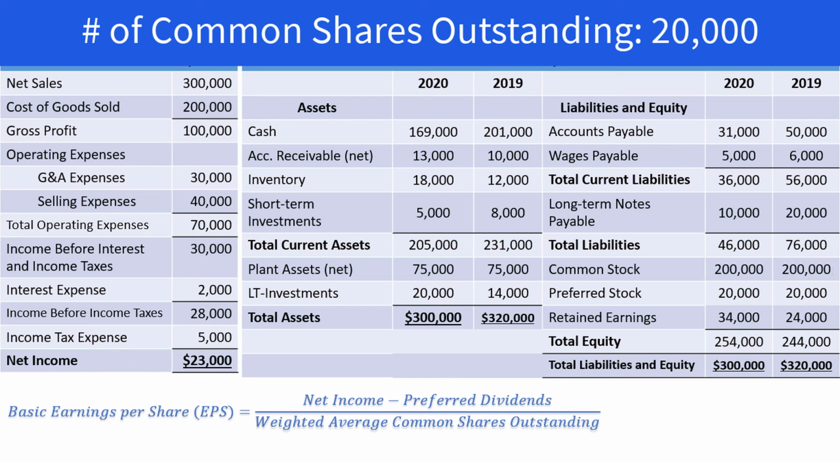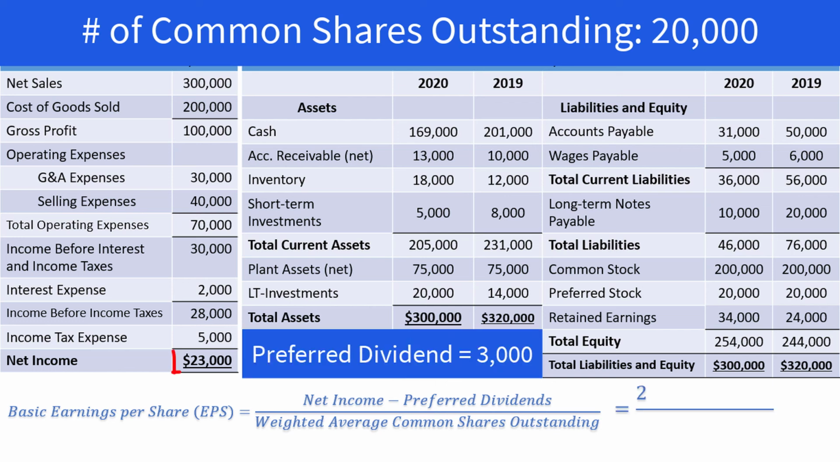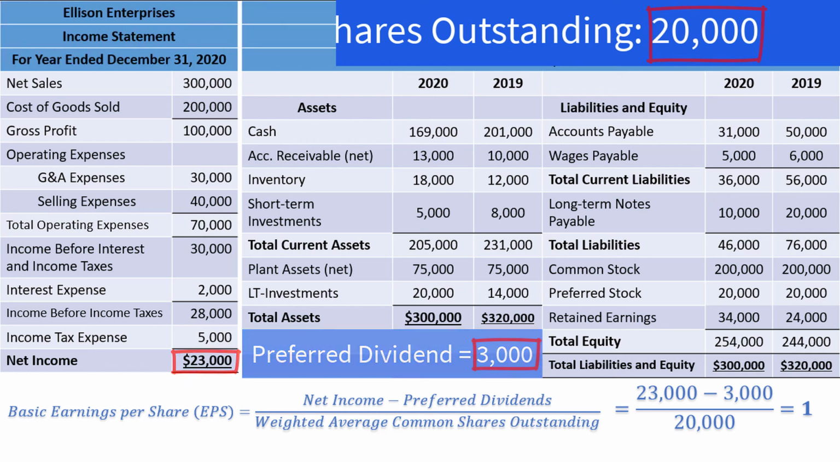More advanced courses show the calculation of weighted average common shares outstanding when the number of shares changes throughout the period. Companies often list their weighted average common shares outstanding along with the income statement or in the notes to their financial statements. The ratio becomes $23,000 in net income minus the $3,000 in preferred dividends divided by 20,000 shares, which equals 1. This means that the company earns $1 in income for each common share. Generally, a company would prefer to have a higher earnings per share.